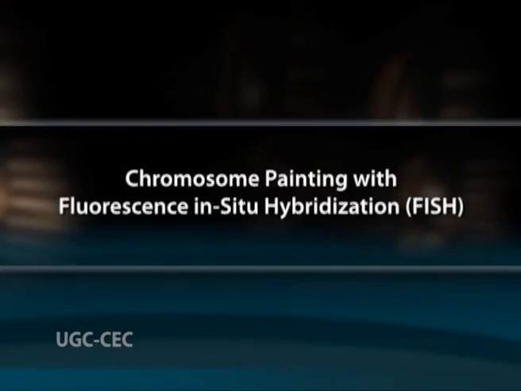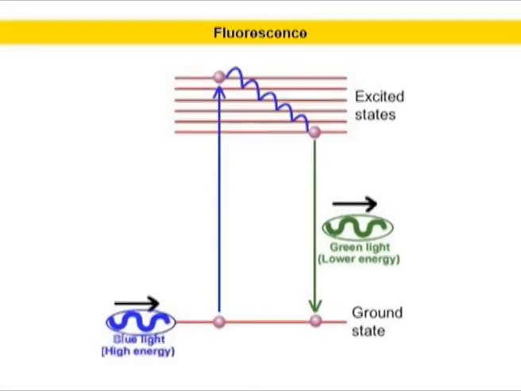Chromosome painting with fluorescence in-situ hybridization, or FISH. Cytogenetics entered the molecular era with the introduction of in-situ hybridization, the procedure to locate the positions of specific DNA sequences on chromosomes. Since the first in-situ hybridization experiments in 1969, many variations of the procedure have been developed and its sensitivity has increased enormously.